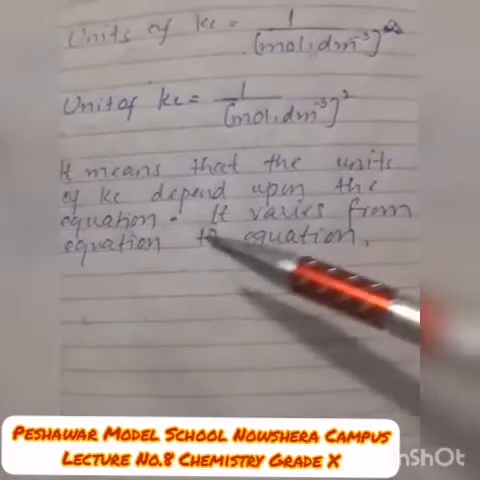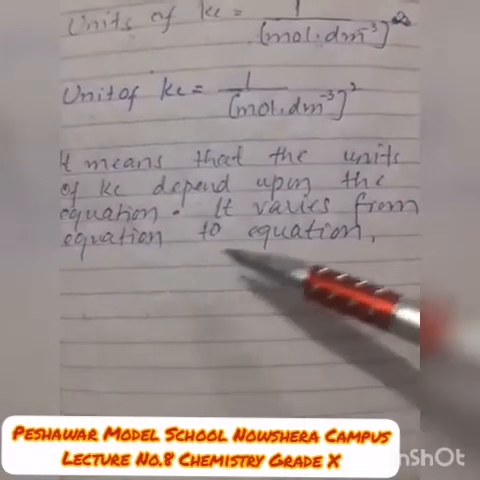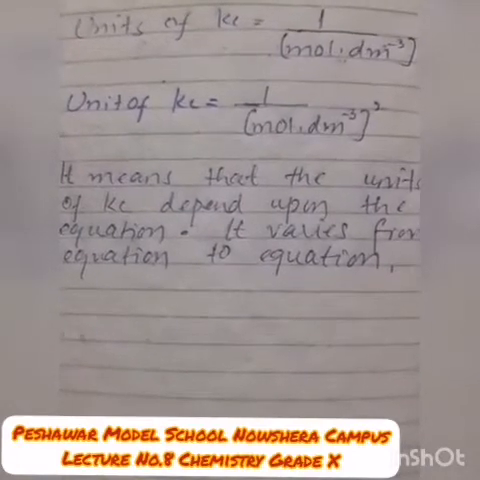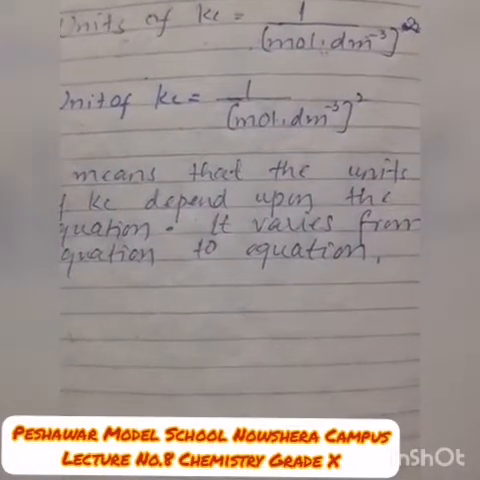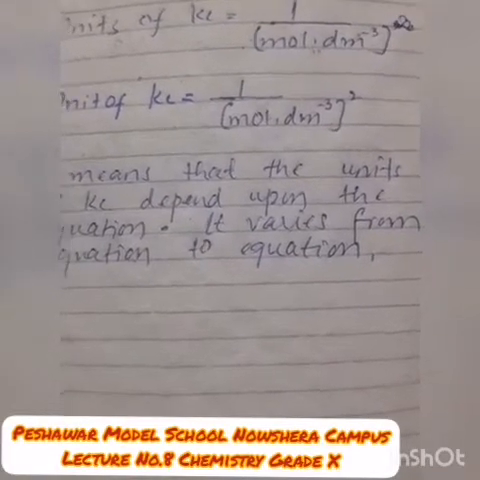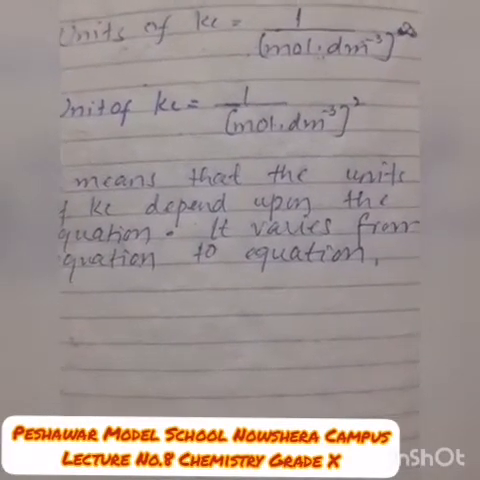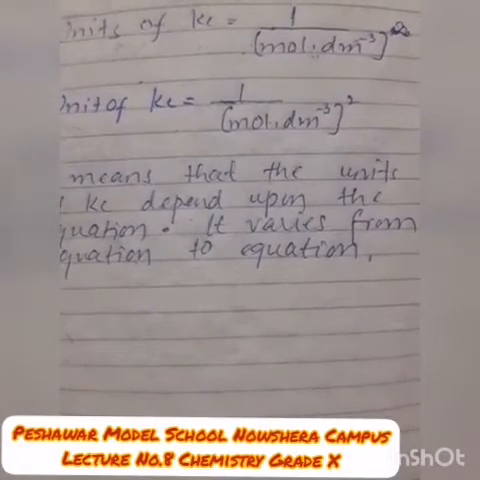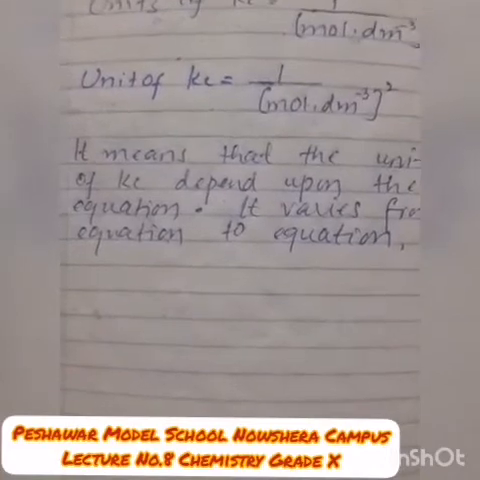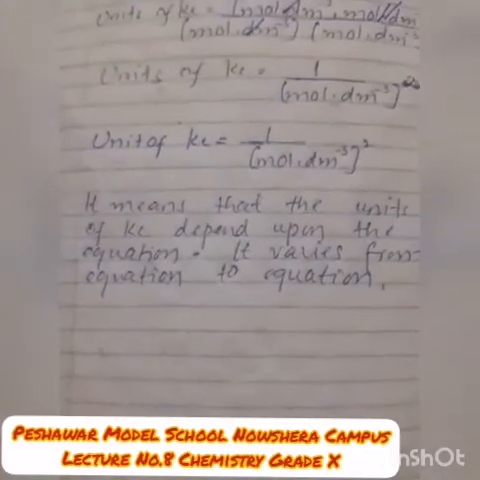It means that the unit of Kc depends upon the equation. It varies from equation to equation. Means that if the number of moles of reactants and products in any chemical reaction is changed, automatically the Kc will also change, because it depends on the number of moles of reactants and products in the chemical reaction. Okay, that was all about the equilibrium constant and the unit of equilibrium constant.